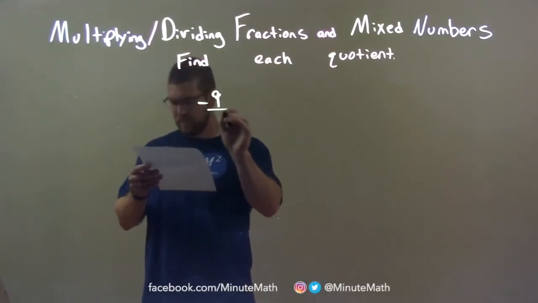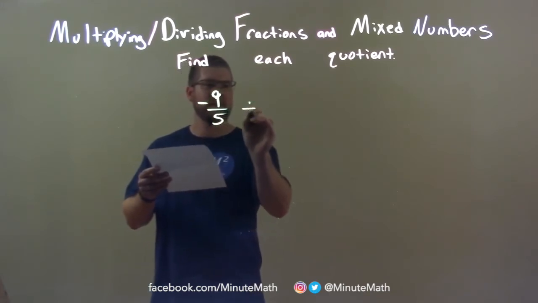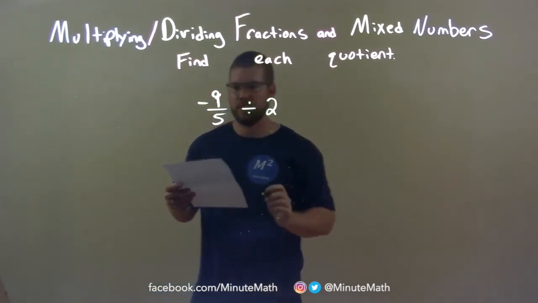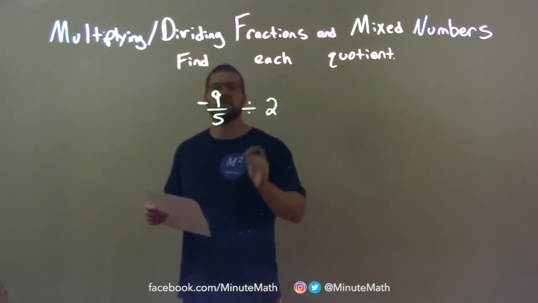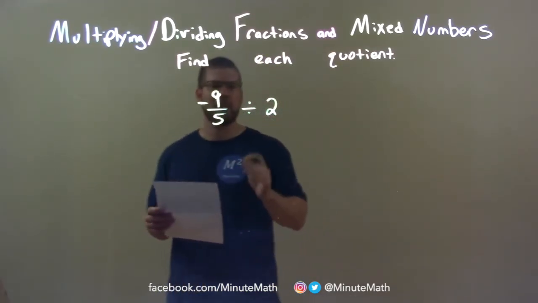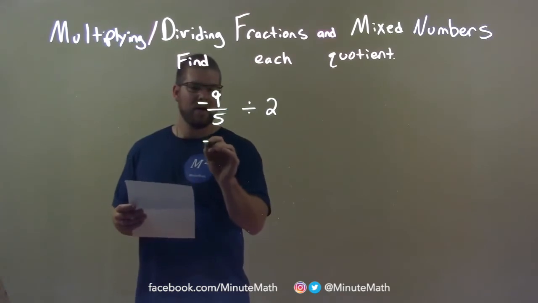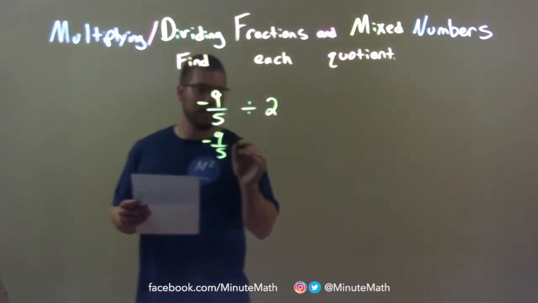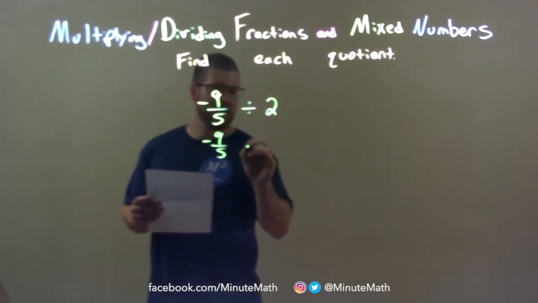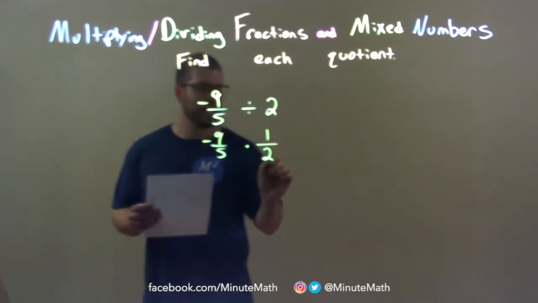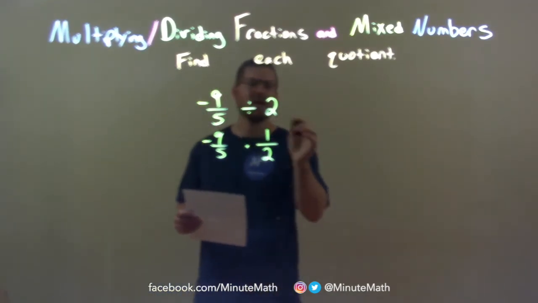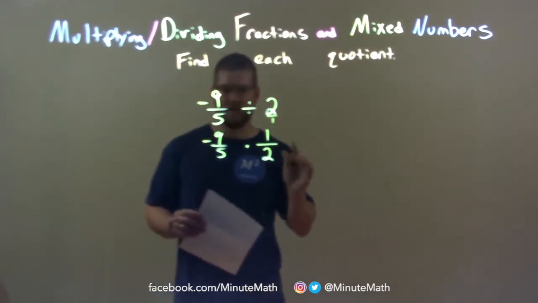Negative 9 over 5 divided by 2. Okay? So negative 9/5 divided by 2. Well, I don't like division. I prefer multiplication. So negative 9/5 times, convert that divided by 2 to be multiplied by a 1/2. We can do that, right? Because we know that's like 2 over 1 right there.